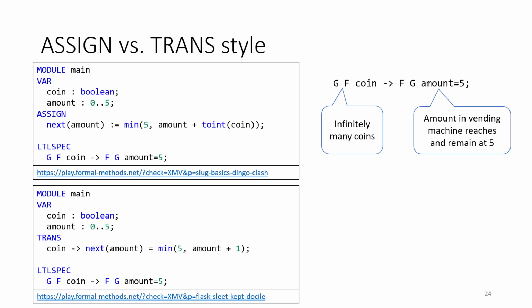So the indicator that this is actually a transition is this next keyword, because we are relating a current value to a next value. That's the same as we did in this assign here. We are relating the next value, so let's say the successor state value of amount, to the current value of amount and the current value of coin. And here in this constraint in the trans, we're doing a very similar thing.